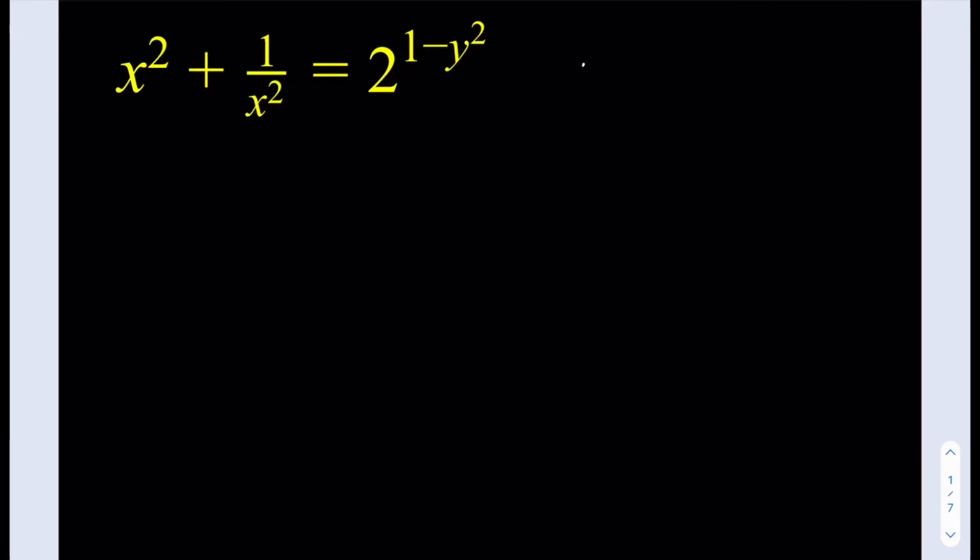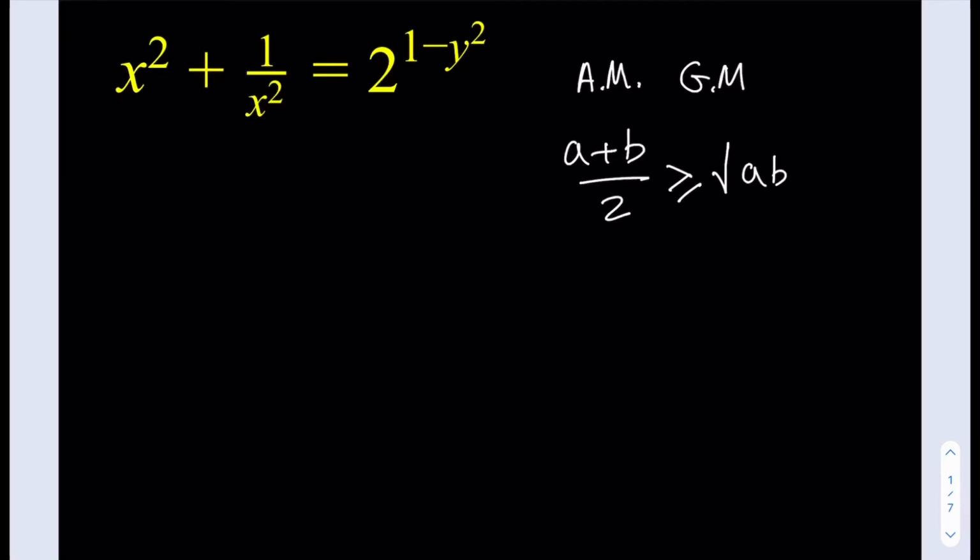We have something called the arithmetic mean, geometric mean inequality. We can also call that AM-GM. And this is how it works. If you have two numbers, then their arithmetic mean, which is half of their sum, is always going to be greater than or equal to their geometric mean, which is the square root of their product. Of course, a and b need to be non-negative here. So we're going to apply that to our situation. If we do, we get the following.